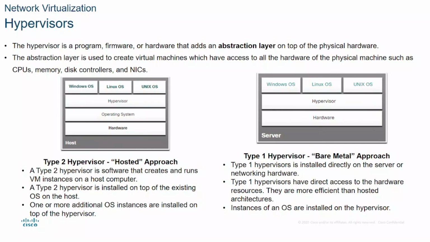So there are type 2 hypervisors and type 1 hypervisors. Type 2 hypervisors use the hosted approach. Type 1 hypervisors use the bare metal approach. Now let me explain further. A type 2 hypervisor is software that creates and runs virtual machine instances on a host computer. It is installed on top of the existing operating system on the host. One or more additional operating system instances are installed on top of the hypervisor.